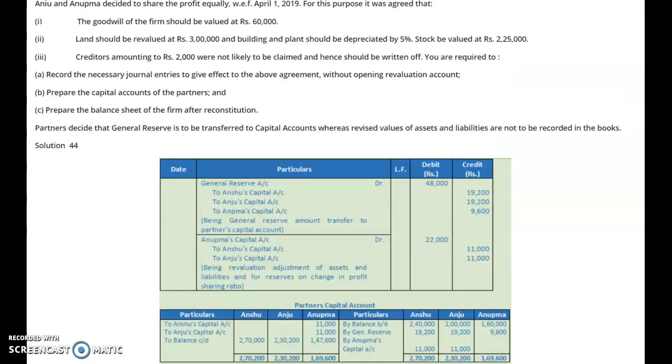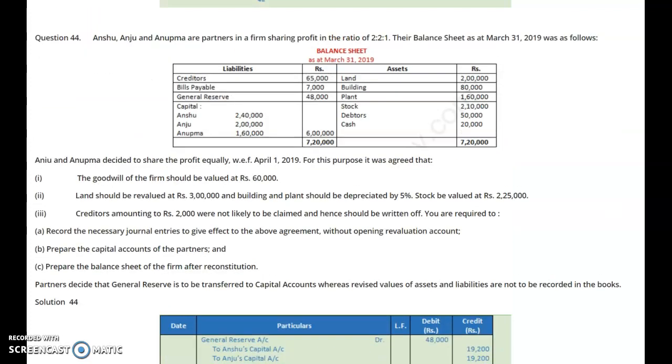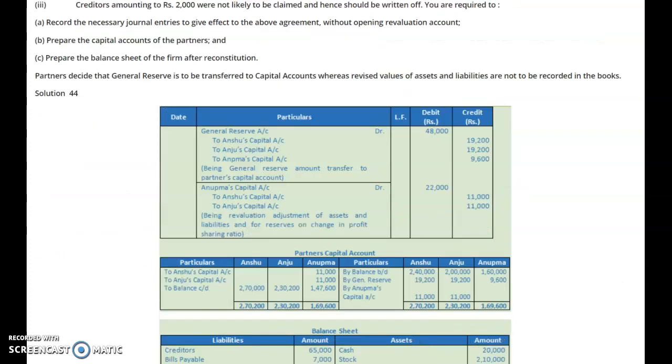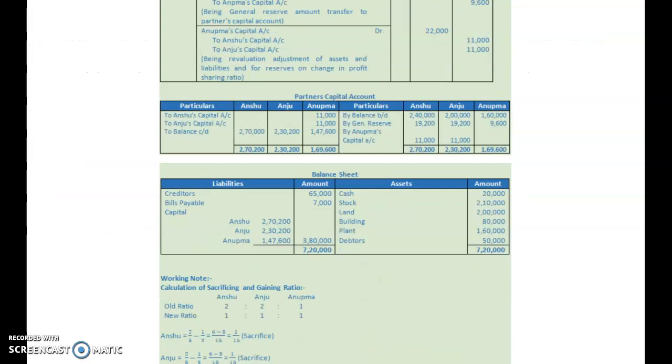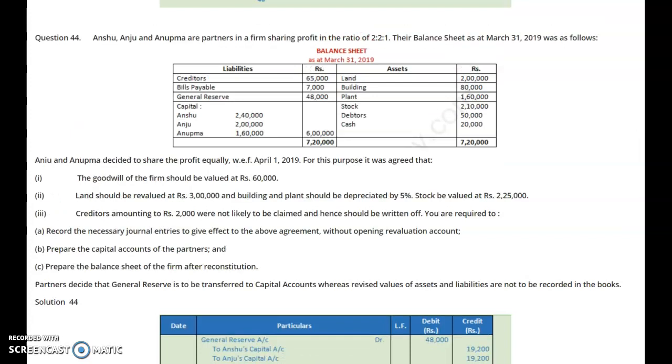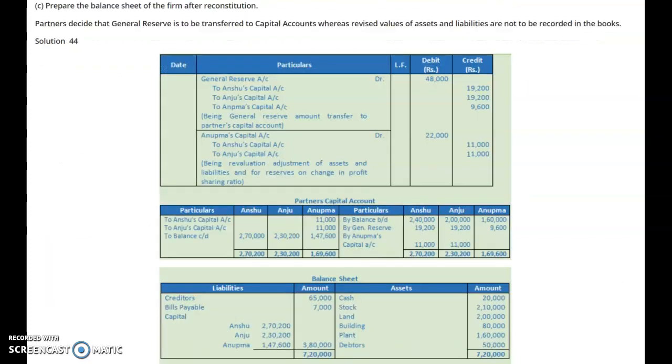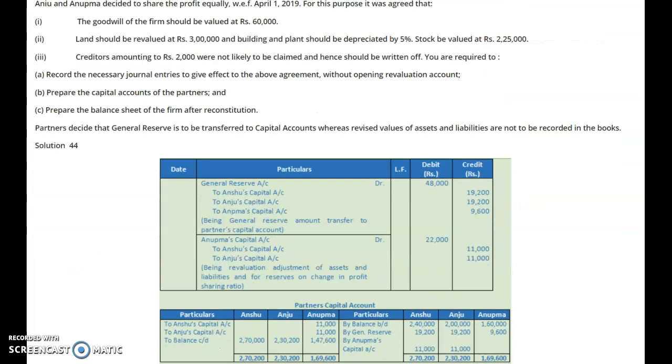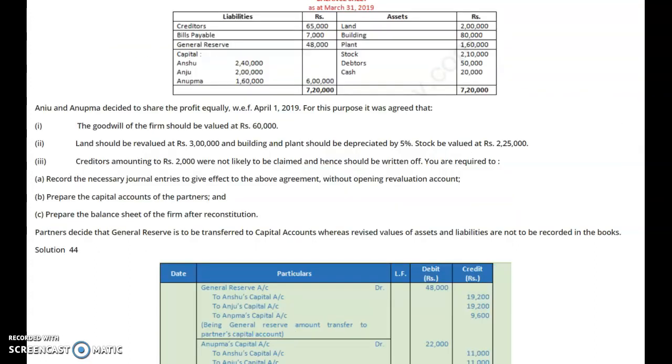Now what do we have to do? We have to prepare the balance sheet of the firm after reconstitution. When we prepare it, please note that it is clearly mentioned that revised values of assets and liabilities are not to be recorded in the books of account. So you will see the values of assets and liabilities are the same as in the original balance sheet prior to reconstitution. The values of all the assets are the same as in the original balance sheet. Now we will check the liabilities.